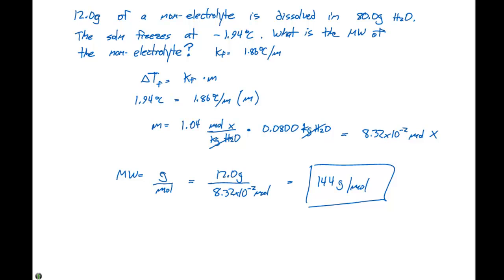Anytime we look for molecular weight, remember it's in grams per mole. So we're given the amount of grams, we determine the number of moles, and that gives us our molecular weight, which in this case is 144 grams per mole.